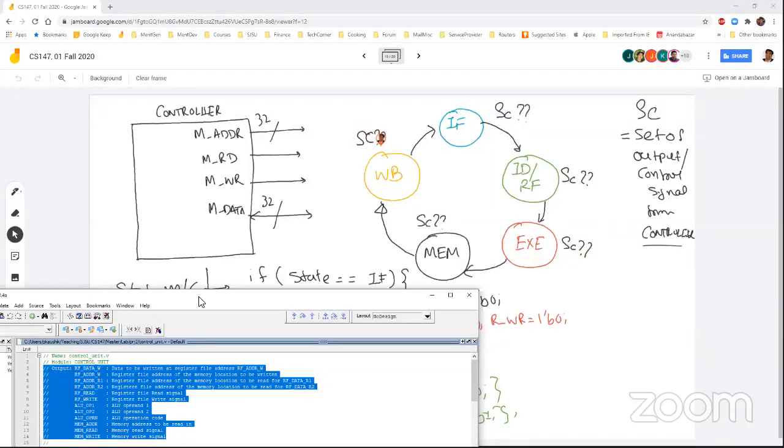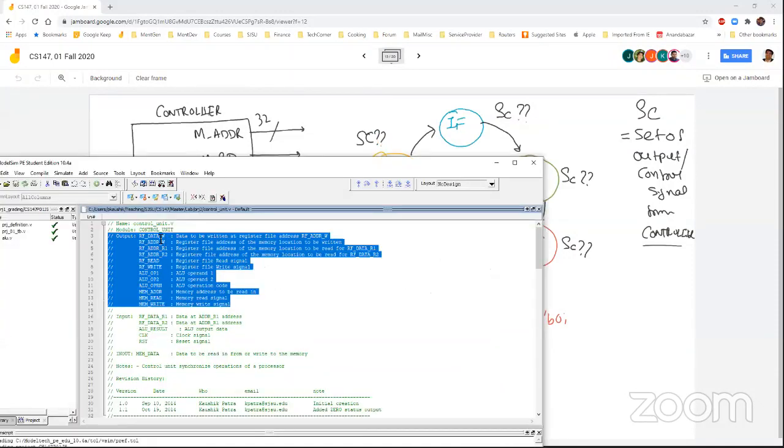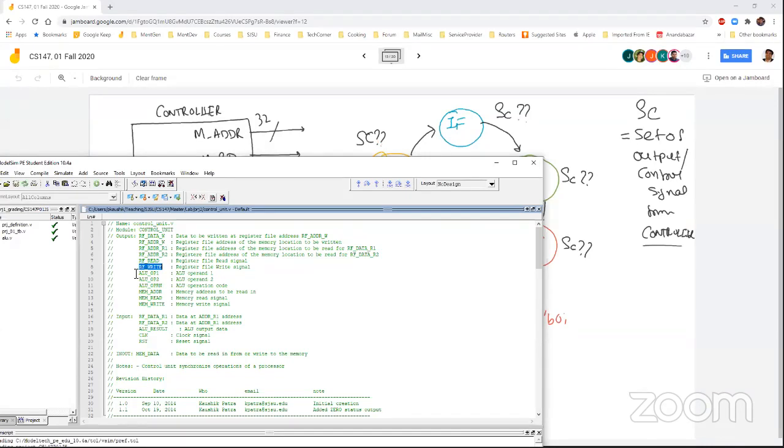For example, the SC for this project consists of these control signals: RF read, RF write, ALU operation, memory read, memory write. And information-wise, it is the data to be written on the register file, the address where the register file should be written, the address from where the register file should be read from R1 and R2, and then the operands for the ALU. Those are the information flows through this controller for this project. If you group this set of control signals together, that becomes your microcode for your program.